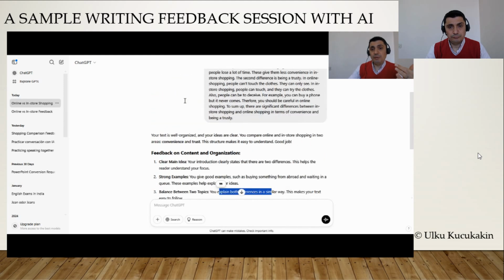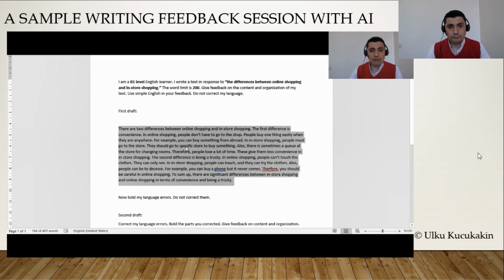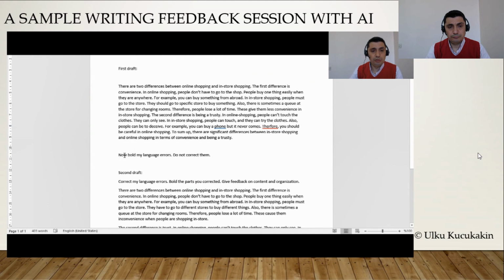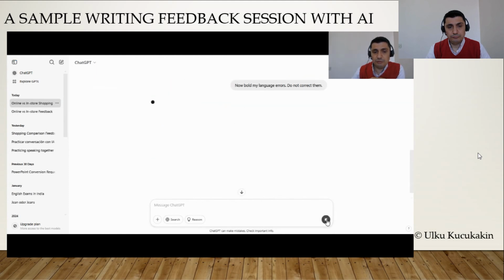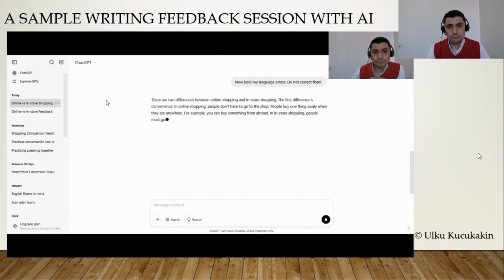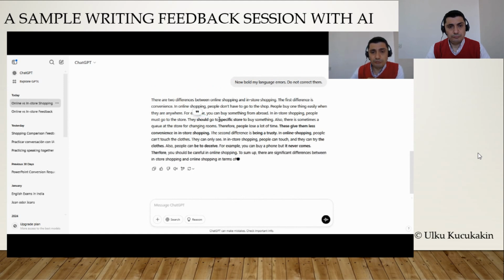But this time, I also want feedback on the language of my work, okay? So what do I do? I say now bold my language errors, but do not correct them, all right? So here I write this prompt here, okay? And this time we see our language errors, which are bolded, as you can see here, okay?